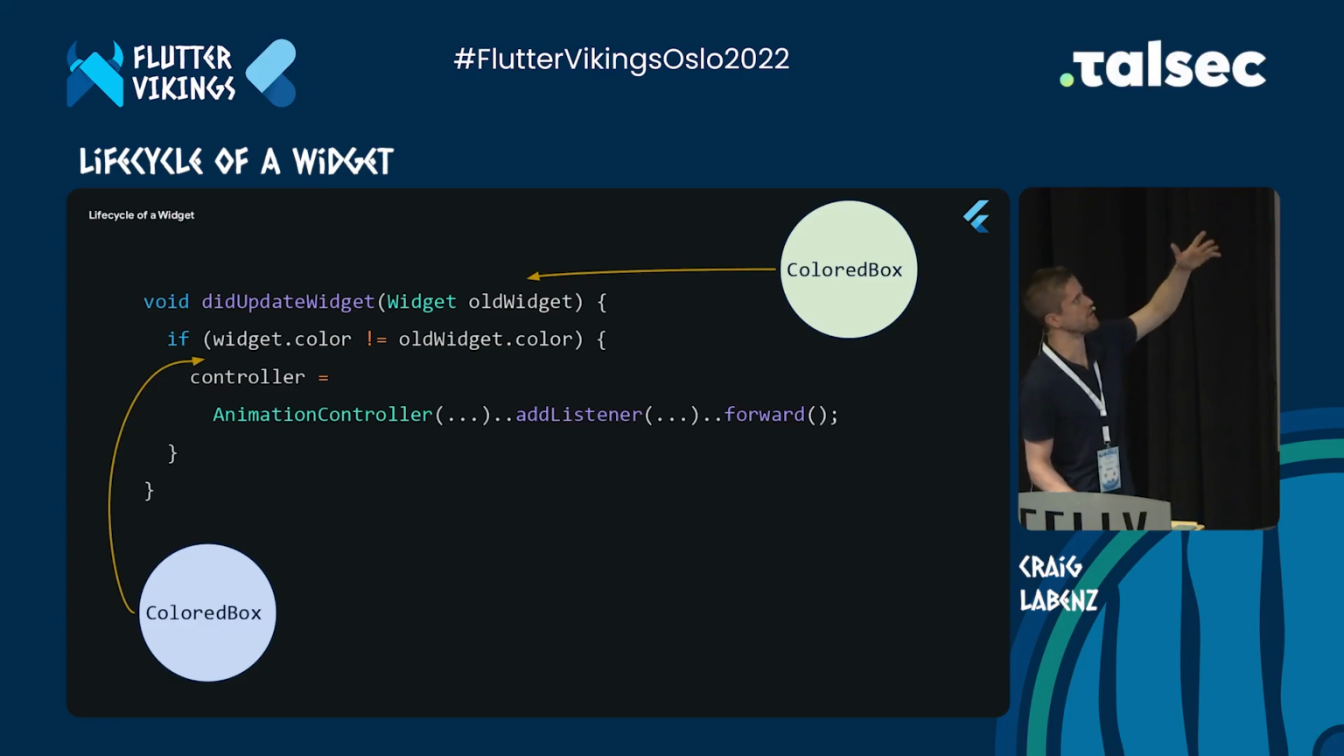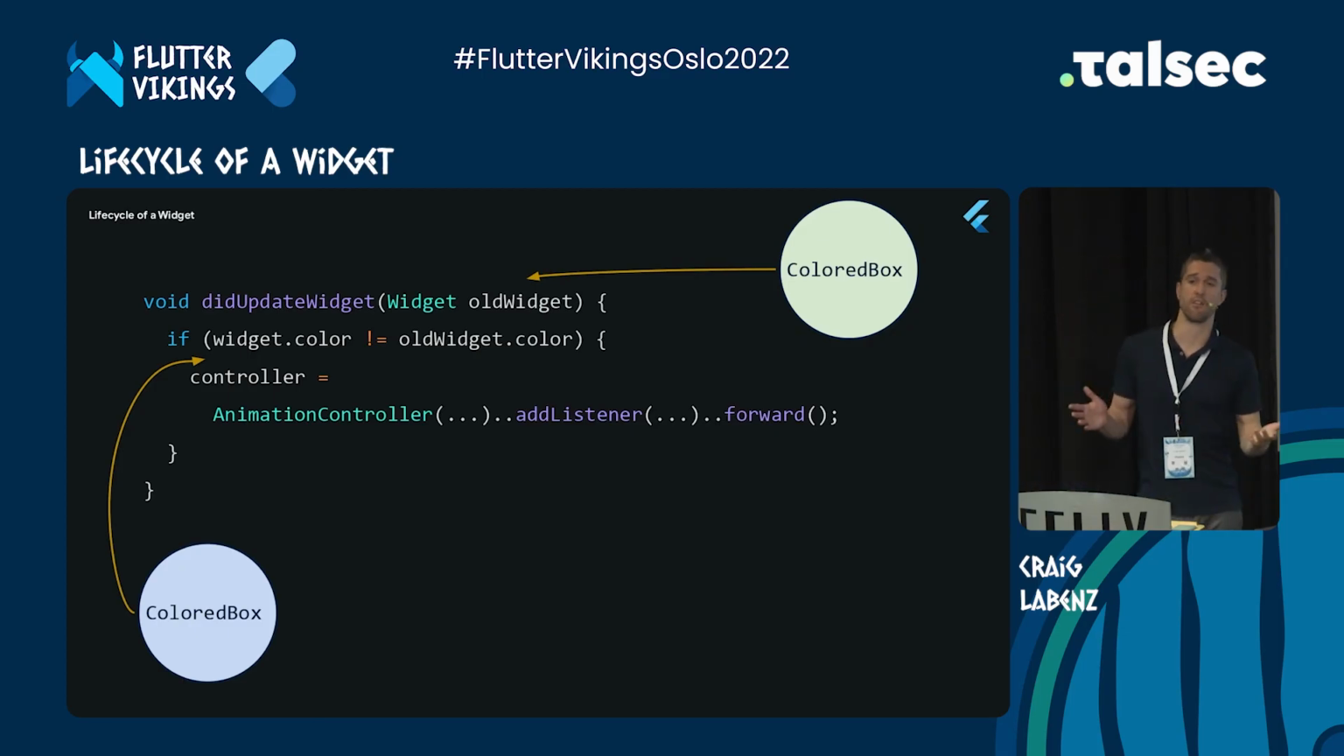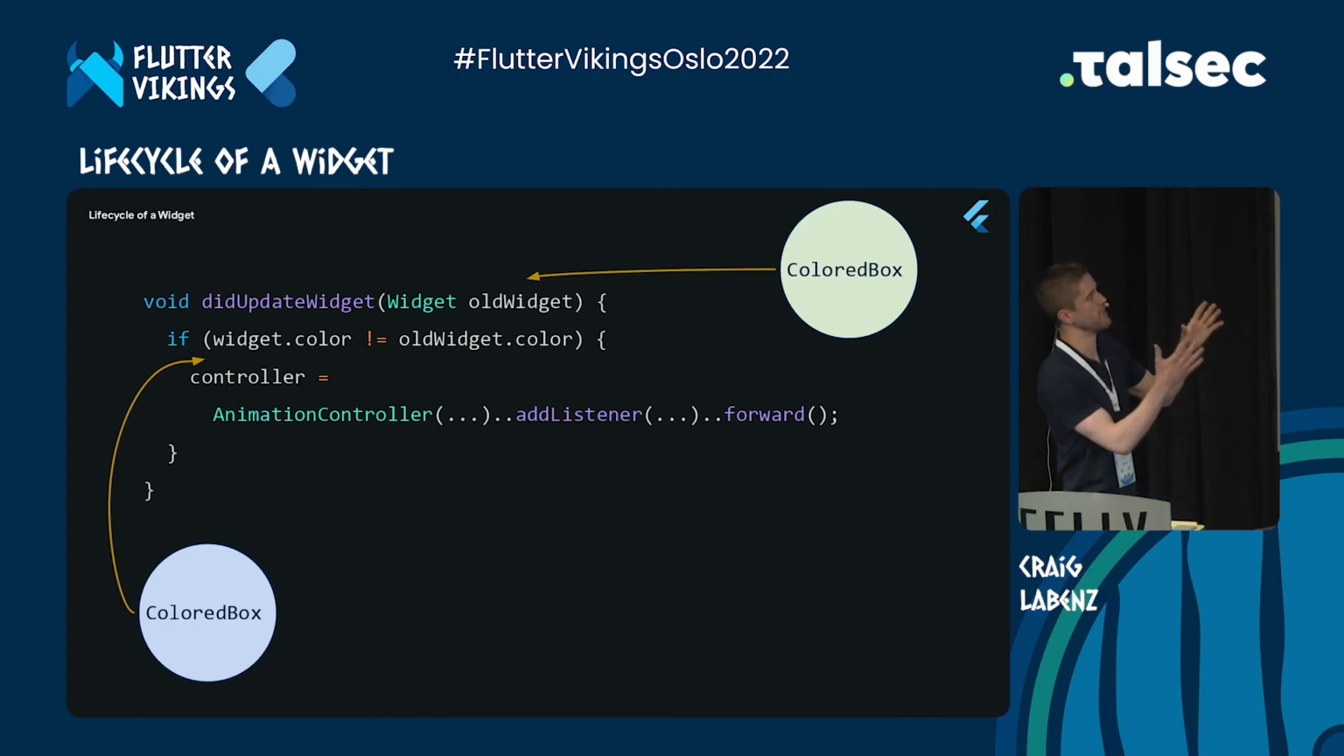So a common thing here is to just check, did anything change that I care about? And maybe you start an animation controller to move you from the old value to the new. So imagine AnimatedContainer didn't exist and you were the first person to think about it. You could begin to implement it in this way.